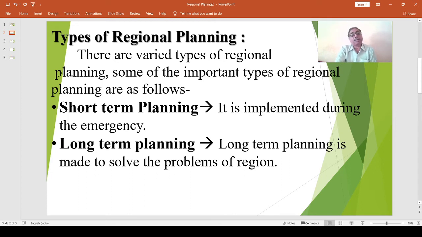Next type of regional planning is long-term planning, made to solve the problems of a region. It is dirghakalin niyojan.